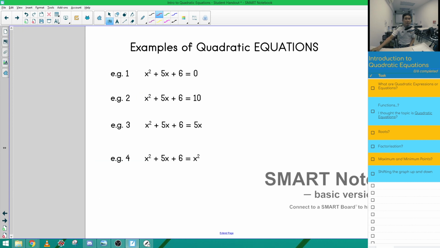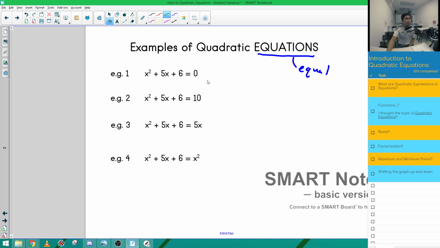Now that we talk about expressions, what are equations? What's the difference between expressions and equations? The word equation seems to imply, it looks like the word equal. So equations involve an equal sign. It involves a right-hand side. We have a right-hand side over here where there's a value assigned to this expression on the left. Good. So let's look at examples of quadratic equations.